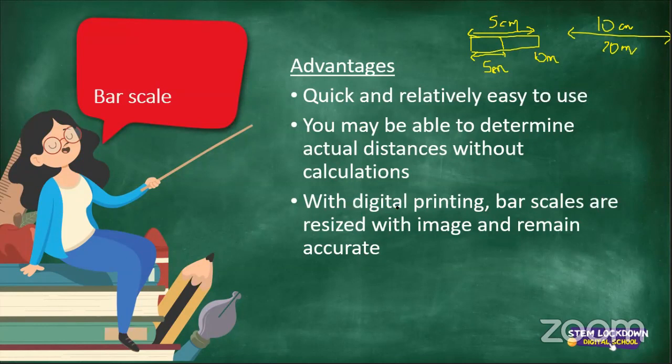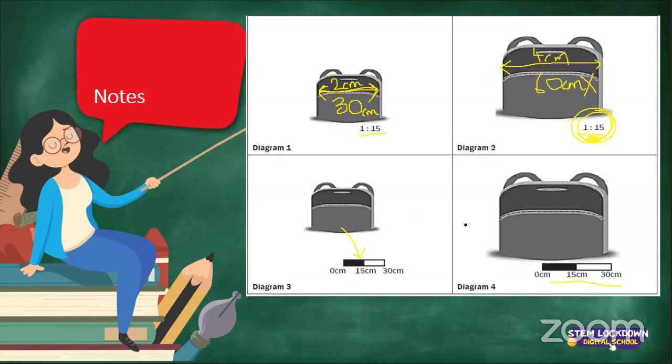Now, when printing, if you resize the image, the scale remains accurate. In this case, you can see that you've resized, and the scale also changes accordingly. The scale is also resized, so this remains accurate. Unlike your number scale, the scale remains 1:15 even though the size of the map has changed.